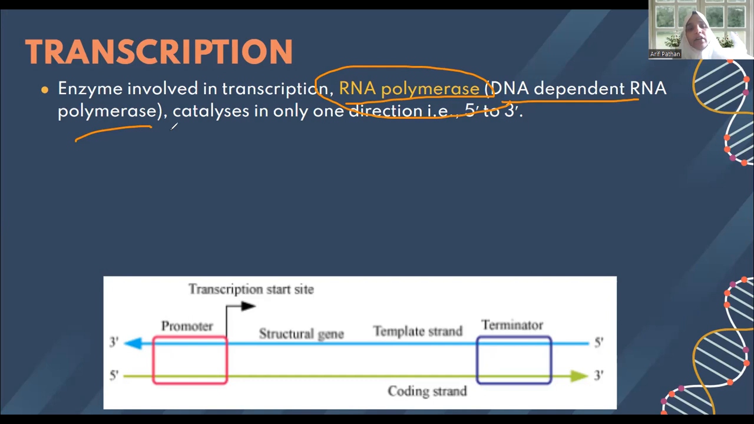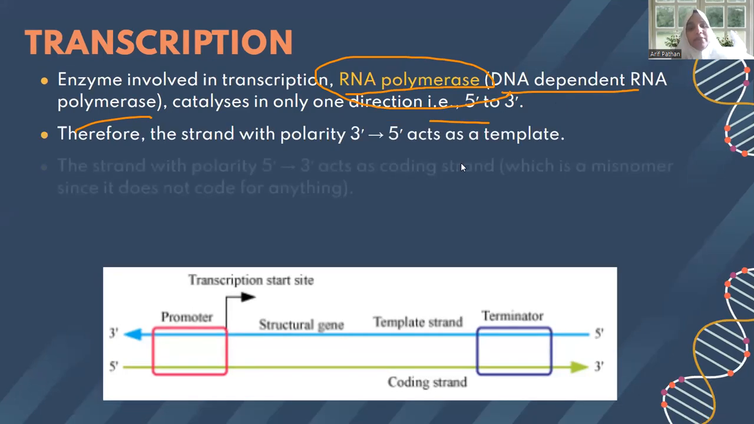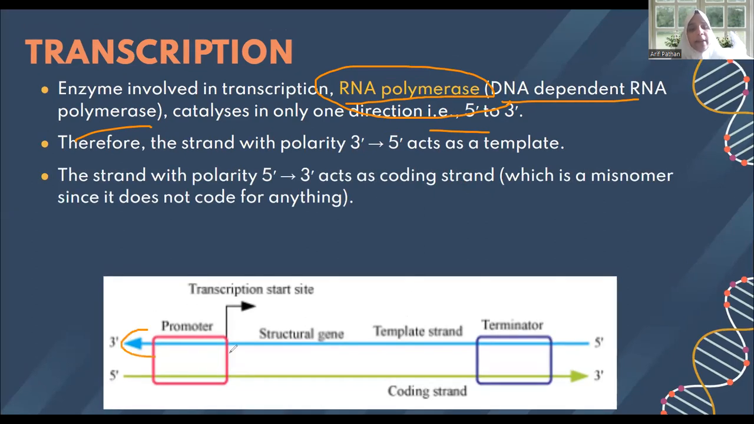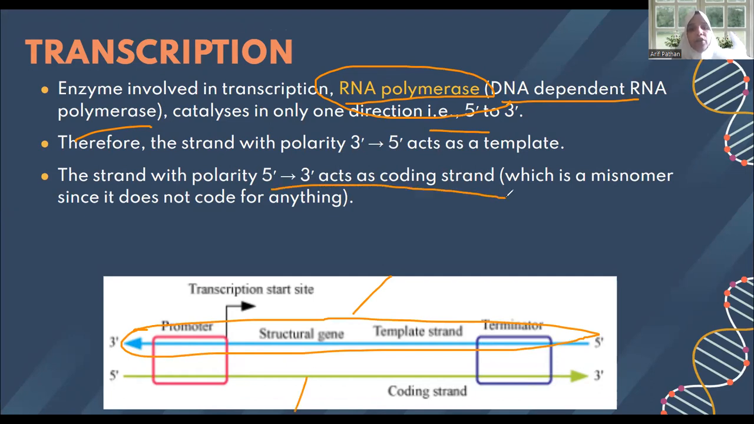Okay, and the direction will always be, this enzyme will always synthesize in the 5' to 3' direction. So the same thing, the strand with polarity 3' to 5' will act as the template strand. You have to remember that this will be your template strand. Using this the mRNA will be made, and this will be the coding strand. So 5' to 3' will act as the coding strand. We also call it a misnomer since it does not code for anything. That is, we are using only one strand.